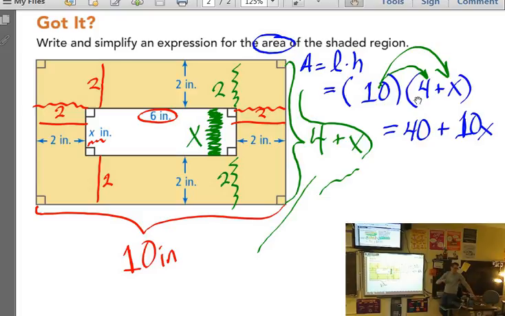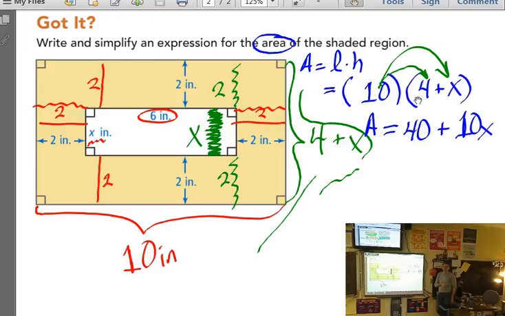But that's the area of the entire thing. Hayden? When you try to figure out X by doing 10, divide both of them. This doesn't equal anything except for maybe the letter A because it's the area. This is just an expression. We don't have an equation. We just have an expression.